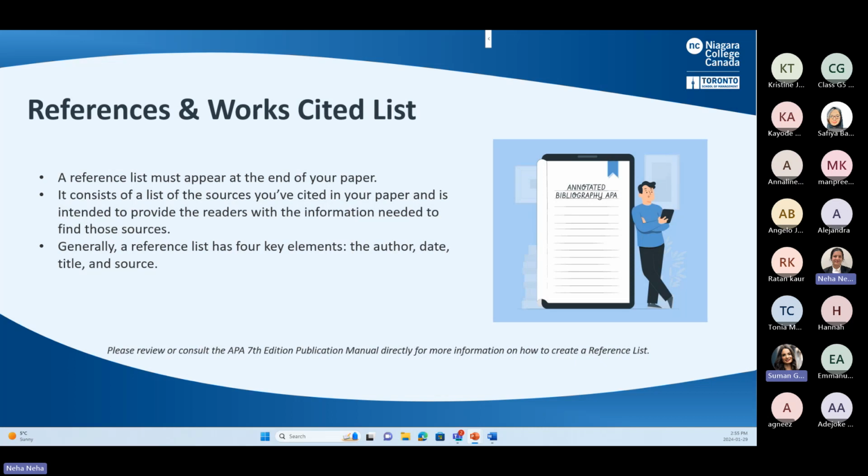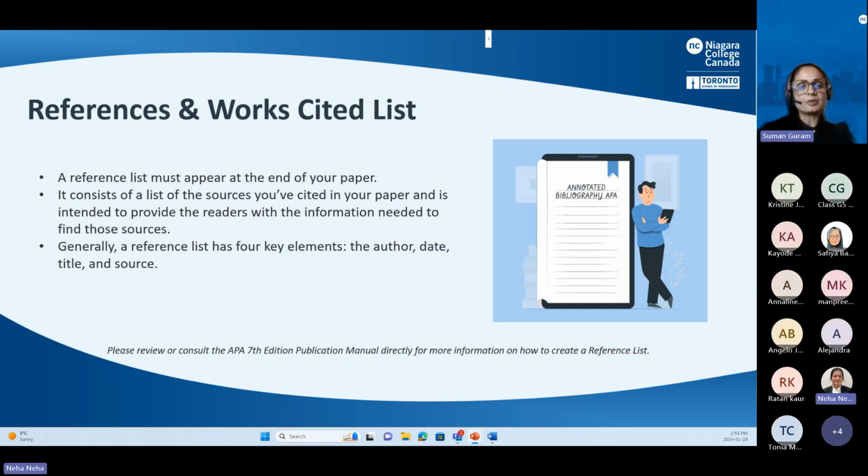Now we can look at a references and works cited list. So a reference list must appear at the end of your paper. It consists of a list of sources you've cited in your paper and is intended to provide the readers with information needed to find those sources. A reference list usually has four key elements, and that includes the author, the date, the title, and the source.